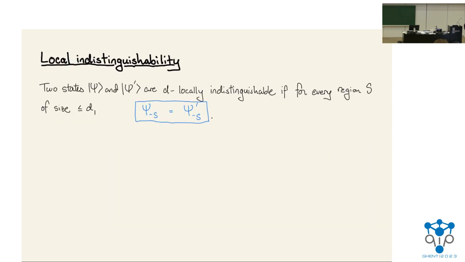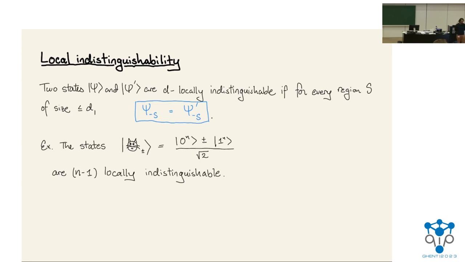And this is actually going to be enough ammunition for us to prove our first lower bound. So let's look at two states, psi and psi prime, and let's call them D locally indistinguishable if for every region S of the qubits, so if I pick any S of the n qubits, as long as the size of S is bounded by D, the reduced density matrices on those qubits look identical. Then we're going to call these states locally indistinguishable.